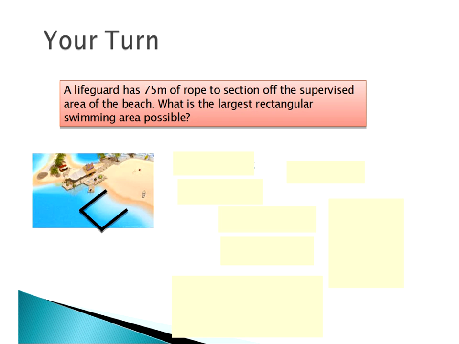So here's an example here you might want to try. A lifeguard has 75 meters of rope to section off a supervised area of the beach. What is the largest rectangular swimming area possible? So of course, at the beach you don't need that fourth side of the rectangle. You don't have to fence this part off right here. People kind of know where the beach starts, where the water starts.